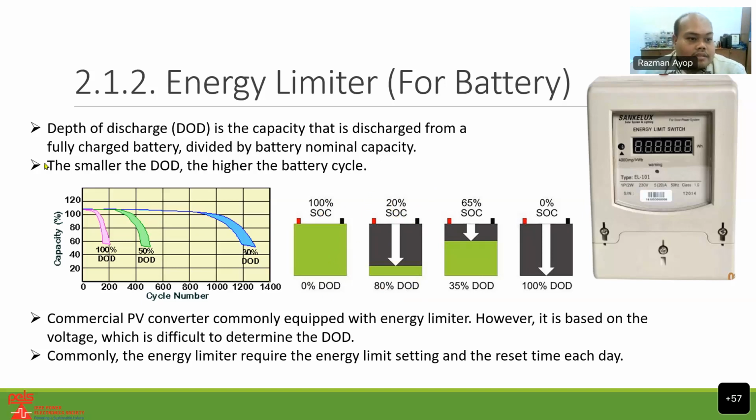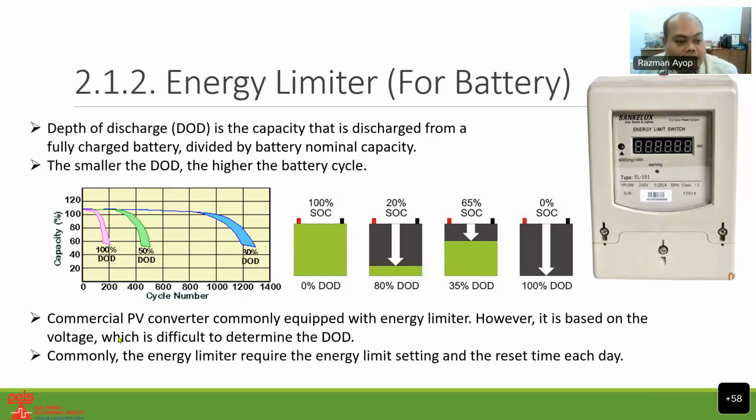Okay. So basically, the smaller the DOD, the higher the battery cycle. You can see here, if you use 100% of your DOD, you can only use 200 cycles. If you fully use your battery, it can only withstand 200 cycles. But if you reduce the DOD, it prolongs your life cycle number. So basically, with a smaller DOD, you can use the battery longer.